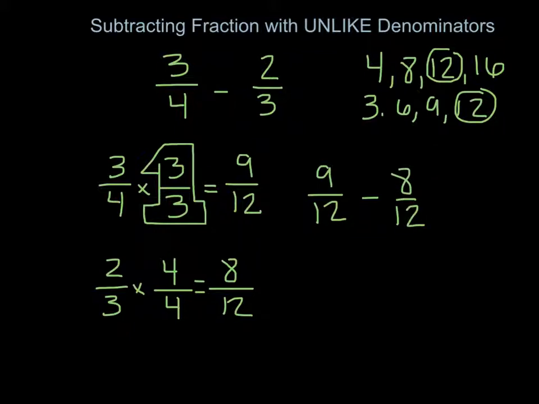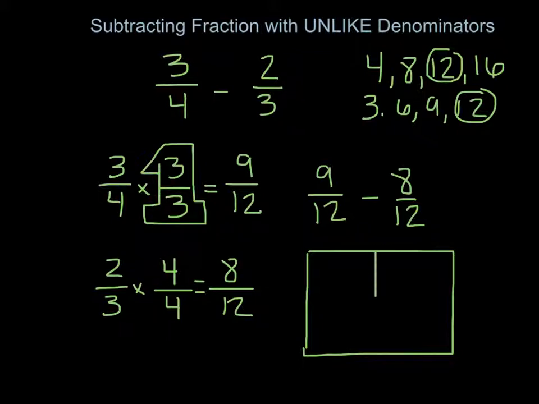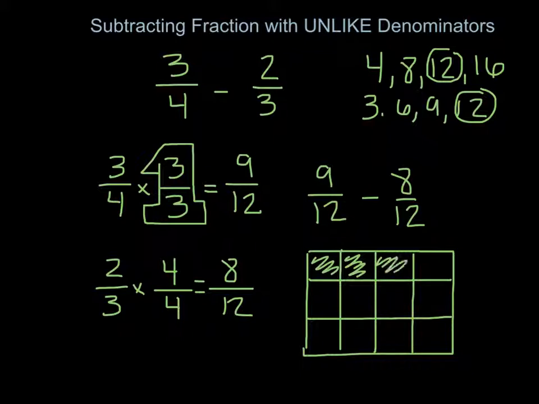Now you could use a model if you want, and the model is going to be a little different than the addition model that we've done before. The great thing about a subtraction model is we only need one block. So I have 9/12, so I'm going to cut this into 12 equal parts. How about we do 4ths, and then we cut those into 3rds. And I have 9 colored in. 1, 2, 3, 4, 5, 6, 7, 8, 9.